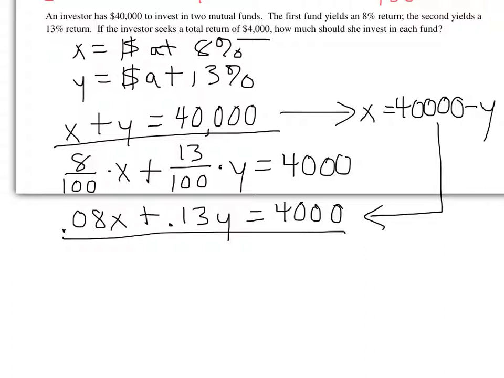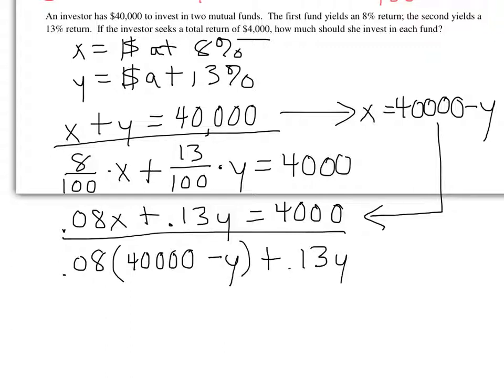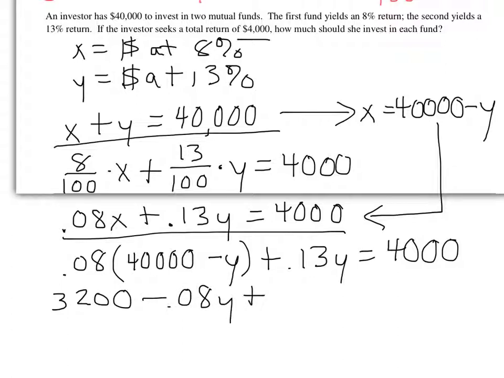We can now rewrite the second equation. We want to substitute that information into the second equation. 0.08X, what is X? That's 40,000 minus Y plus 0.13Y equals 4,000. What's 0.08 times 40,000? That's $3,200 minus 0.08Y plus 0.13Y equals 4,000.